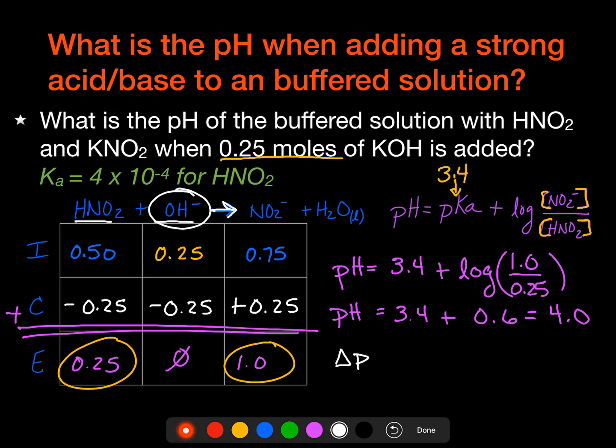Now our original pH, if we want to know the change in pH from our previous buffered solution problem, was that we had 3.6, and so the change from 4.0 to 3.6 is going to be a difference of 0.4. That's a lot smaller amount of difference compared to the change without a buffer. So we will work on some additional problems in class, and I hope that helps to get you started.